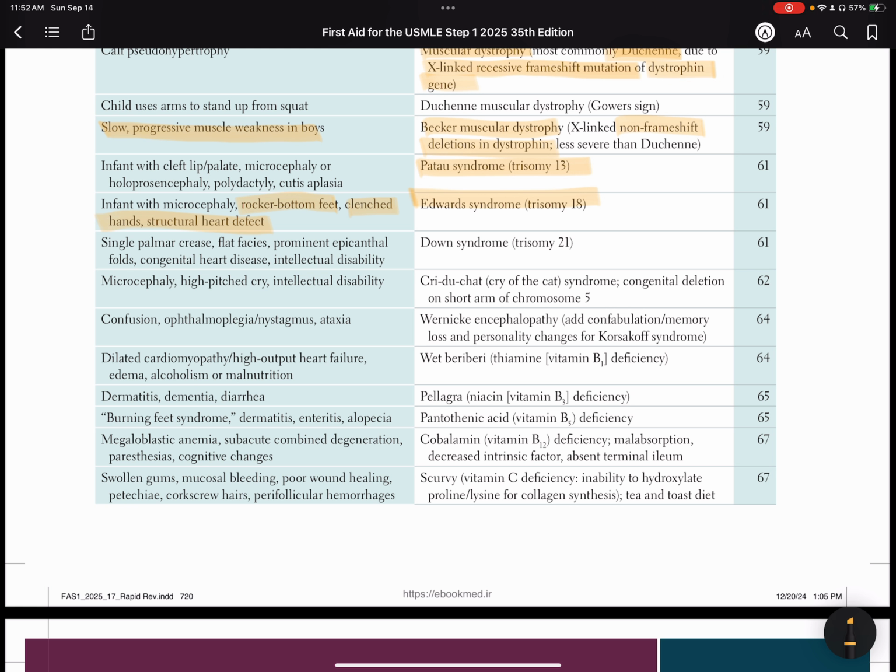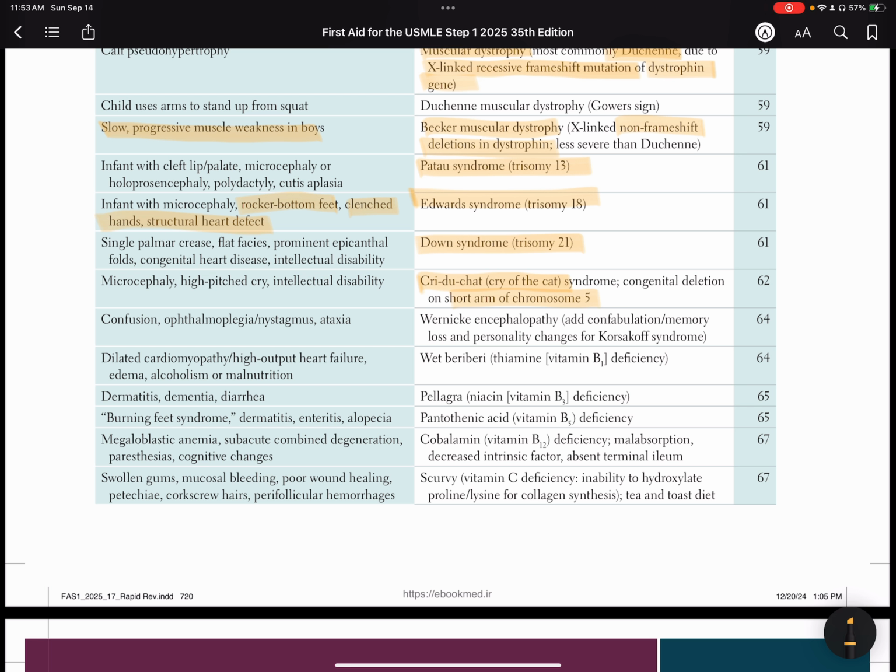Next condition is single palmar crease, flat faces, prominent epicanthal folds, congenital heart disease, intellectual disability: Down syndrome, trisomy 21. Next clinical presentation, microcephaly, high-pitched cry, intellectual disability. The diagnosis is cri-du-chat, cry of the cat syndrome, congenital deletion of the short arm of chromosome 5.